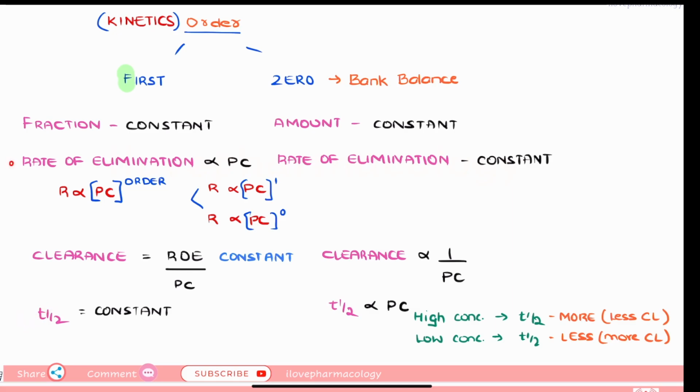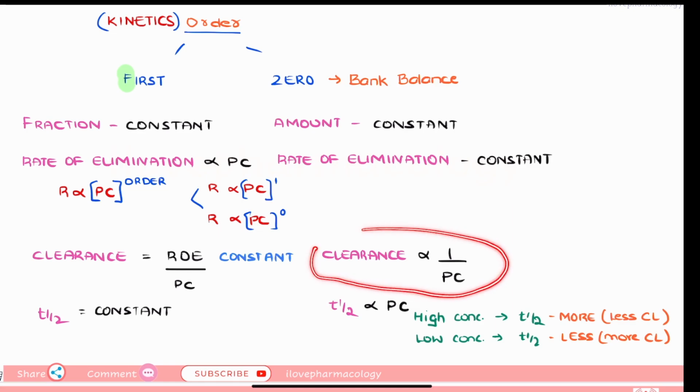Whereas the rate of elimination is proportional to the plasma concentration. So when it comes to zero order kinetics, the amount is constant, the amount of elimination is constant, and also the rate of elimination remains constant. So what is the rate of elimination? It will remain constant. Only 20 molecules will be eliminated per hour.